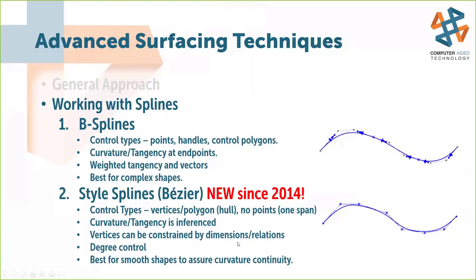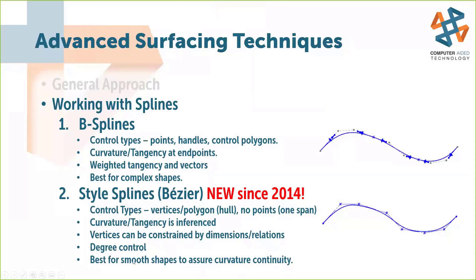We also have the ability to control how tightly the spline matches up to the polygon. So there's an option for degree control. I don't have a slide of that, but we can talk about that later, or I can give someone an example if they need something later on. But the idea here is that you can control how tightly it matches up to those.